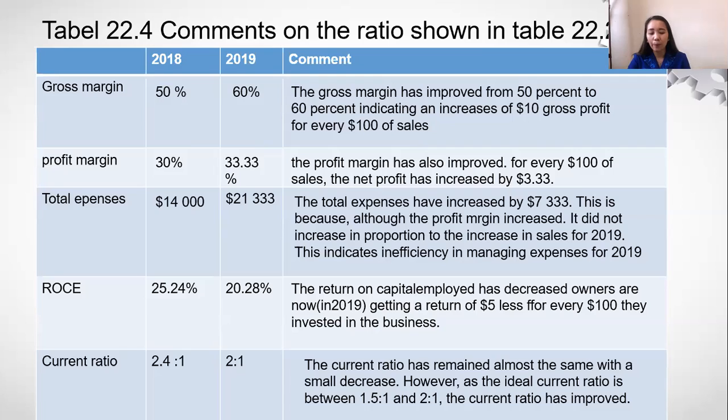For the current ratio, the current ratio has remained almost the same with a small decrease. You can see it's just between 2.4 to 2. So the decrease is only 0.4. However, an ideal current ratio is between 1.5 and 2. So the current ratio has improved actually.